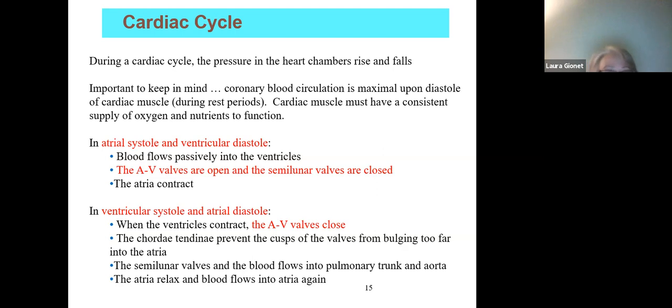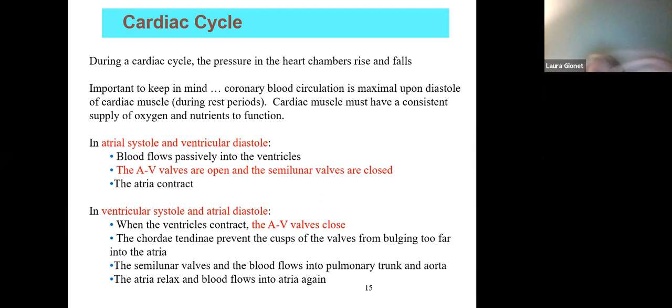The atria relax and blood flows slowly into the atria again. So what they're just saying is that as the atria relax, the blood that's still coursing through and continues to course through the superior vena cava, inferior vena cava, and the coronary sinus begins to already start to refill, fill up those atria again, like you're blowing up a balloon.